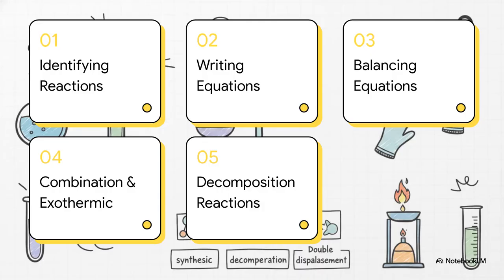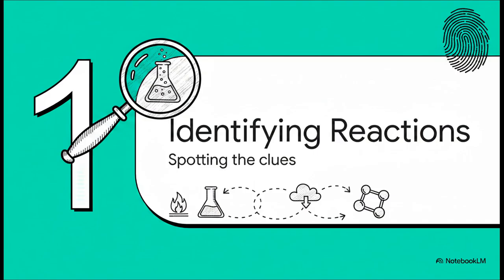something new. So, here's our roadmap for this explainer. We'll kick things off by learning how to spot the clues of a chemical reaction. Then, we'll cover the shorthand for writing chemical equations, followed by the golden rule of balancing them out. Finally, we'll categorize our chemical suspects into a few specific types of reactions. All right, let's get into part 1, identifying chemical reactions.